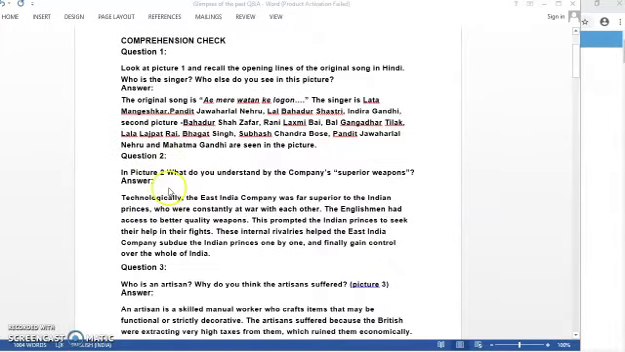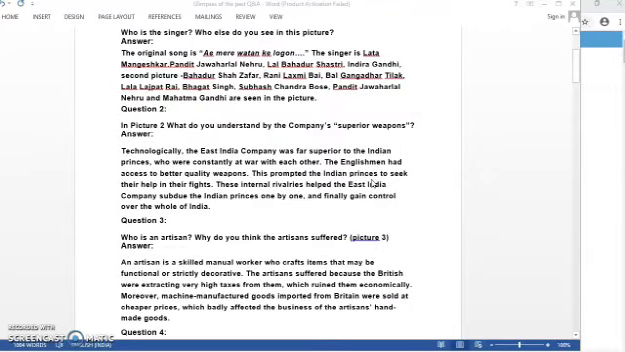Now, question number 2. In picture 2, on the second page, what do you understand by company's superior weapons? In the dialogue, it is mentioned company's superior weapons. Company is East India Company. Technologically, the East India Company was far superior to the Indian princes, who were constantly at war with each other. They used to indulge in a lot of fighting.